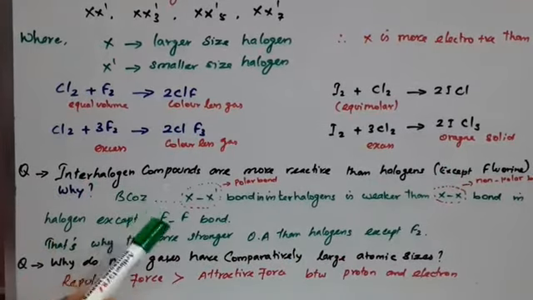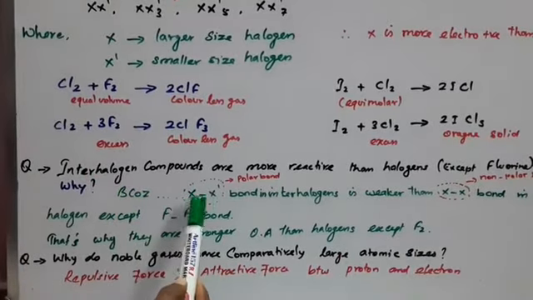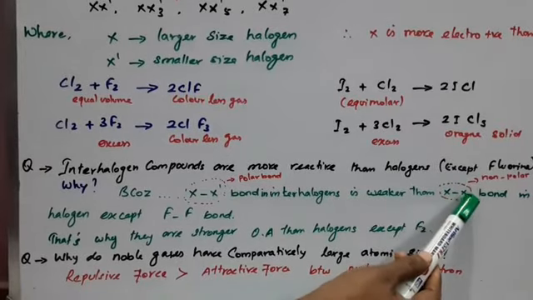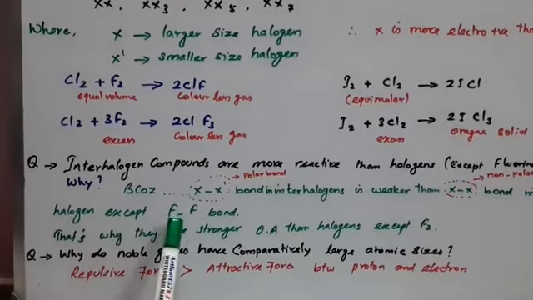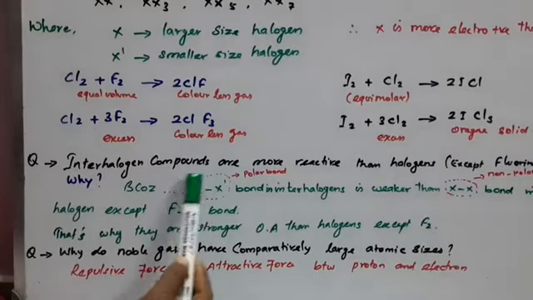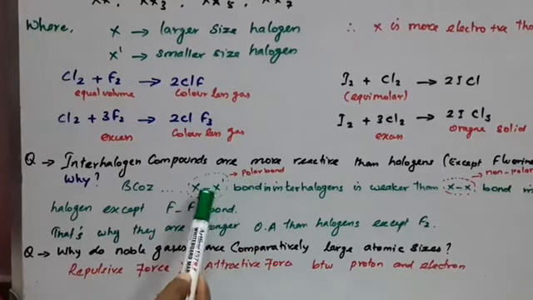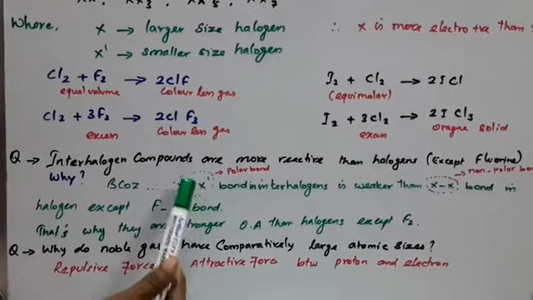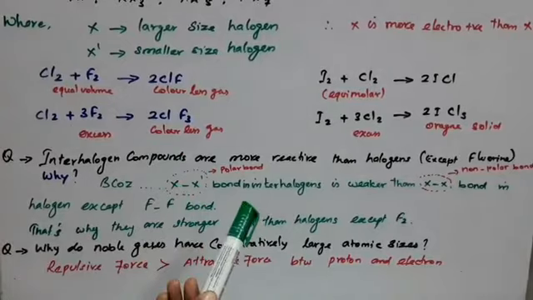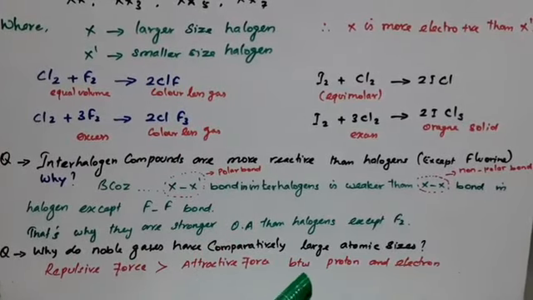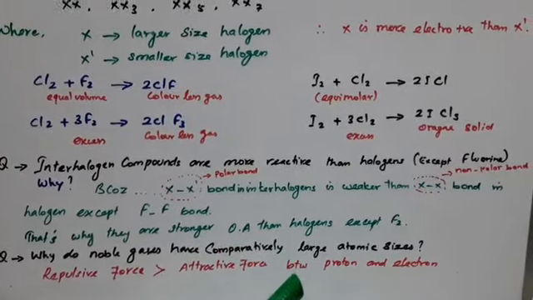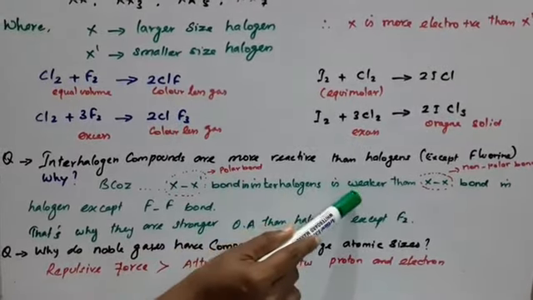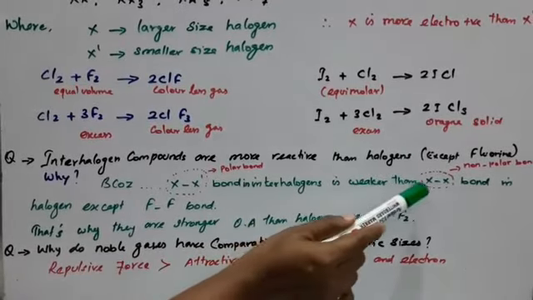Why, what is the reason? Because the XX dash bond in interhalogens is weaker than the XX bond in halogens except fluorine. It is a weaker bond because it is a polar bond, highly positive, highly electronegative. This weaker bond can easily break up and is ready to react with other elements. So it gives a product. Since the XX dash bond in interhalogens is weaker, it is highly reactive compared to halogens.